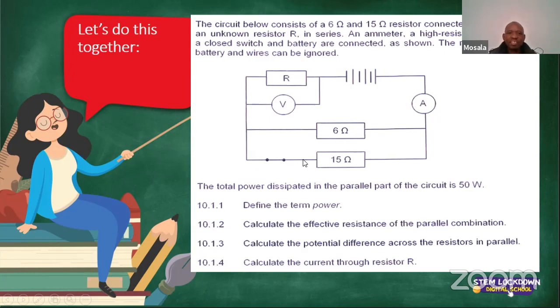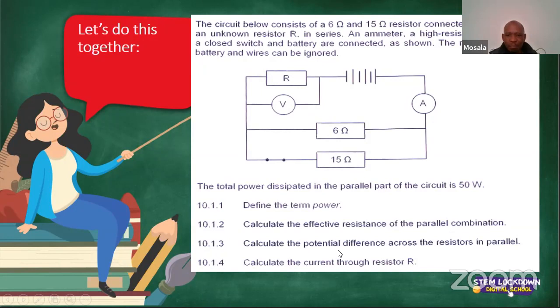Right. The first information that we have there is that the total power dissipated in the parallel part of the circuit is 50 watts. Right. Now, define the term power. And then the other question is calculate the effective resistance of the parallel combination.